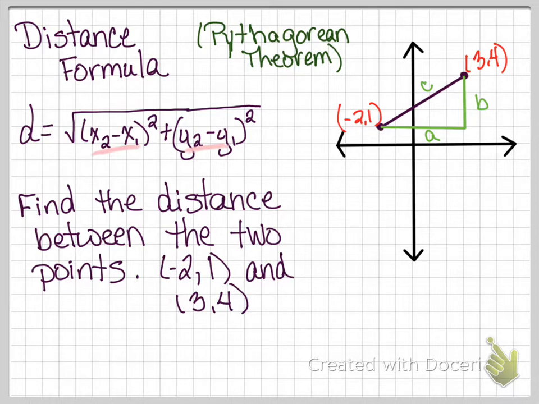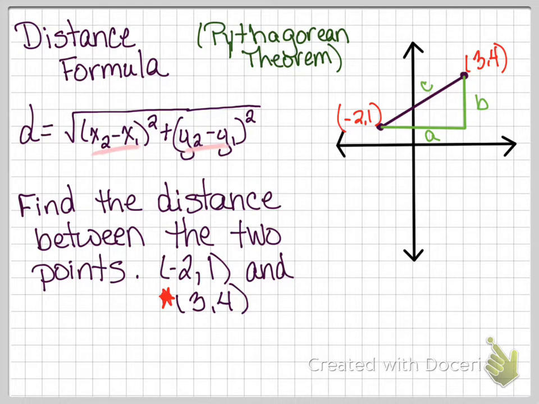So, here we go. I am going to start with 3, 4. That's going to be my x sub 2. It doesn't matter which one of those points I start with. What matters is that whichever one I start with for x, I also start with for y. That's going to be crazy important as we move through all of this. Making sure that whatever point we start with for x, we also start with it for y. And if you remember back to slope, that was always important.